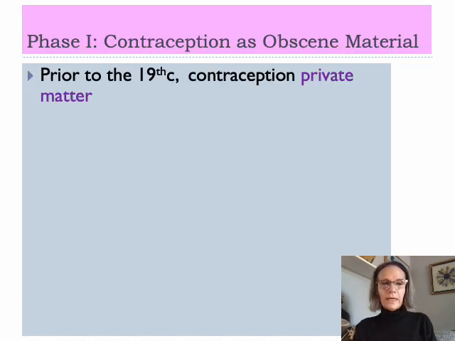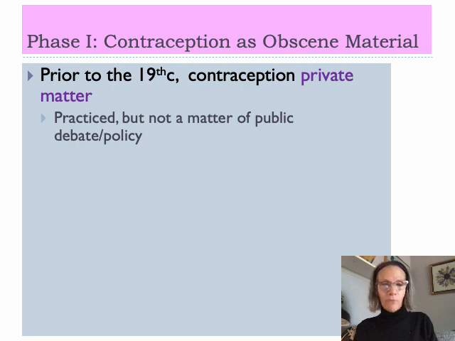Prior to the 19th century, and so that would be prior to the 1800s, contraception was viewed as a private matter. In other words, it wasn't viewed as a realm for public policymakers or lawmakers to get involved. Contraception and the use of contraceptives was practiced, as it has been for most of human history, if not all of human history, but it wasn't seen as a matter of public debate or policy.